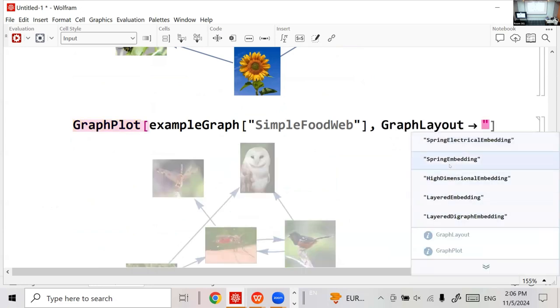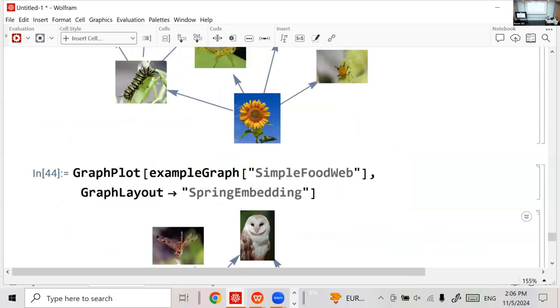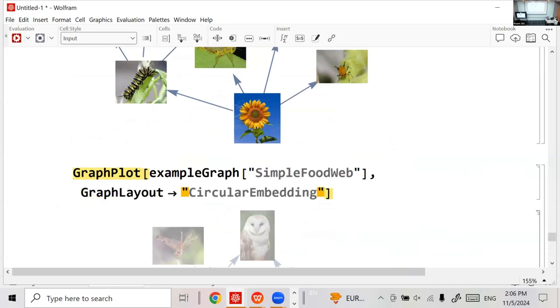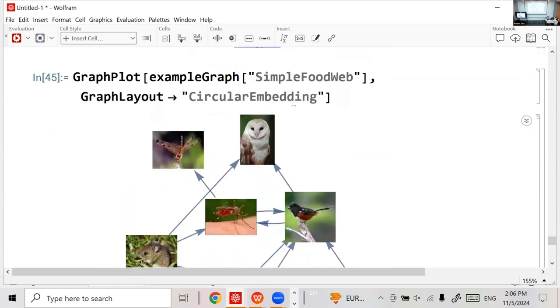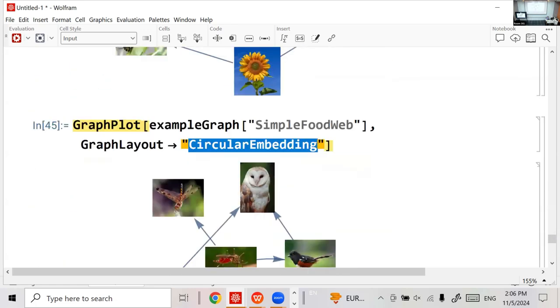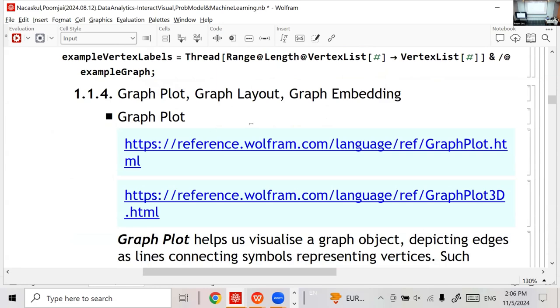Let's say spring embedding. Circular embedding. Oops. How come it's not changing? Ooh. It should change. Okay, let me come back to that.